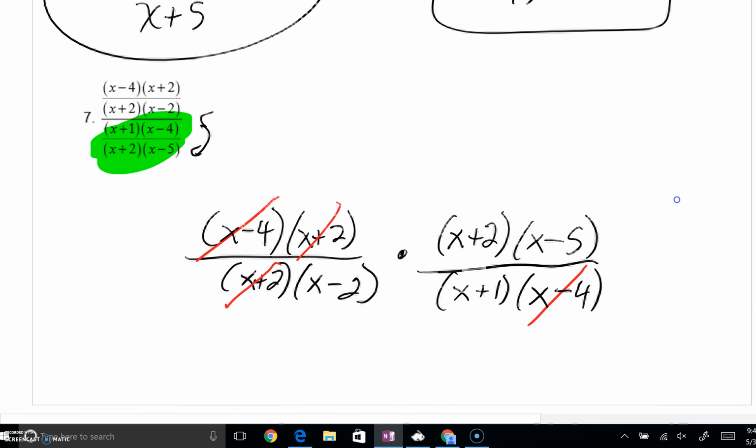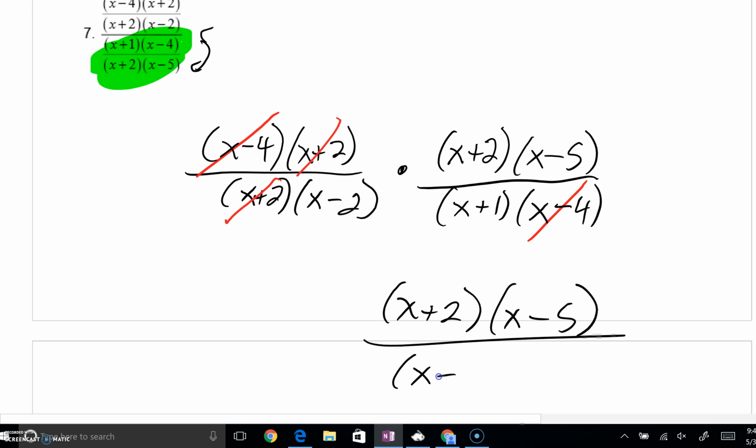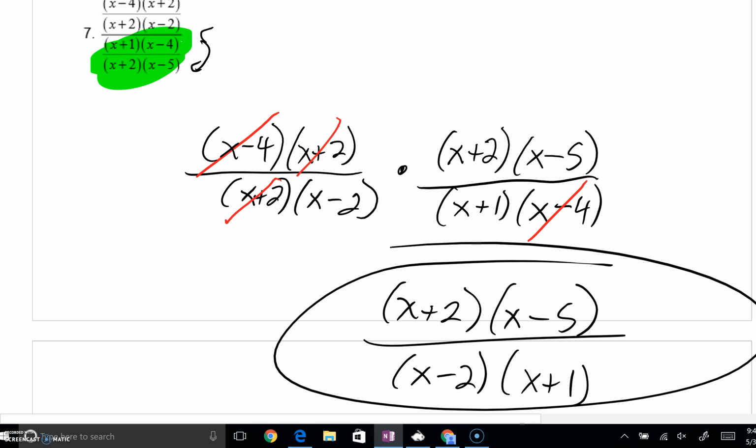But this is just showcasing another idea. How about the x plus 2 and the x minus 2? Will those cancel out? No. They have to be exactly the same expression to be able to do that. So your final answer, you could have x plus 2, x minus 5 up on top. Down below, you'll have x minus 2 times x plus 1. And guys, that is the end of 9.4.